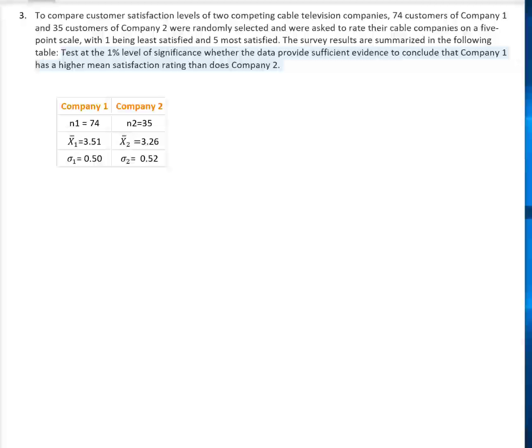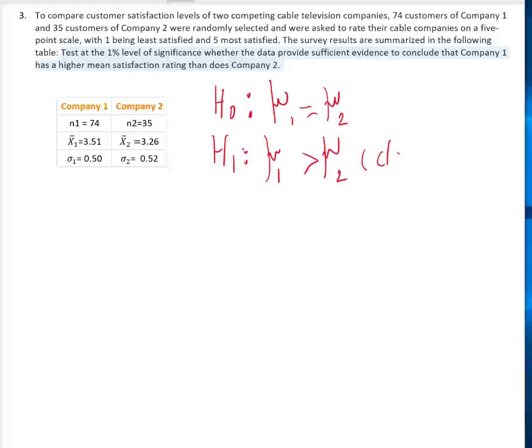So H0 and H1. These are means. We're testing the means here. So mu1 equal to mu2 will always be in the null hypothesis. And since you want to check if mu1 is greater than mu2 here, because it says higher average rating, mu1 is greater than mu2, and that's the claim.